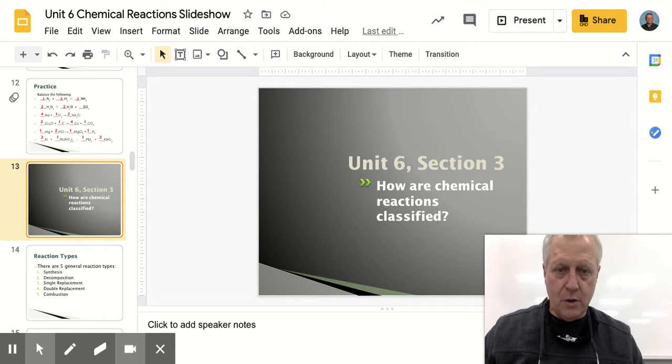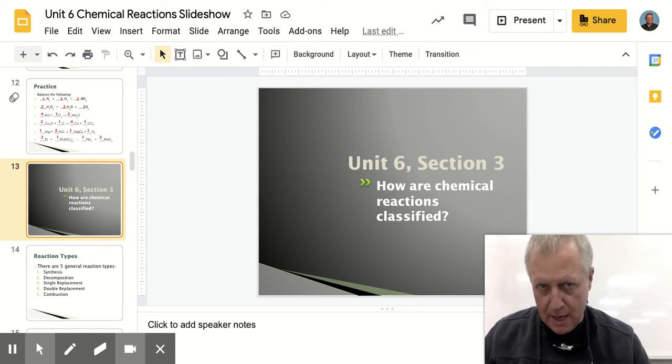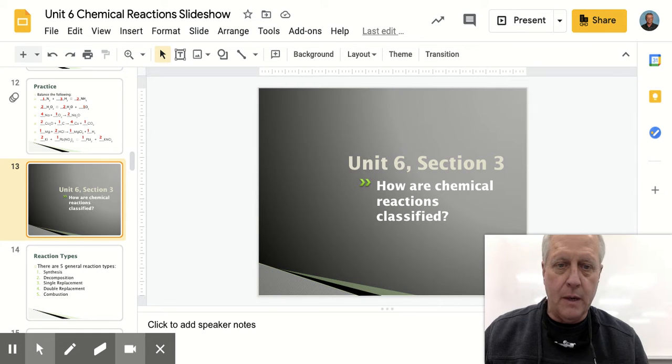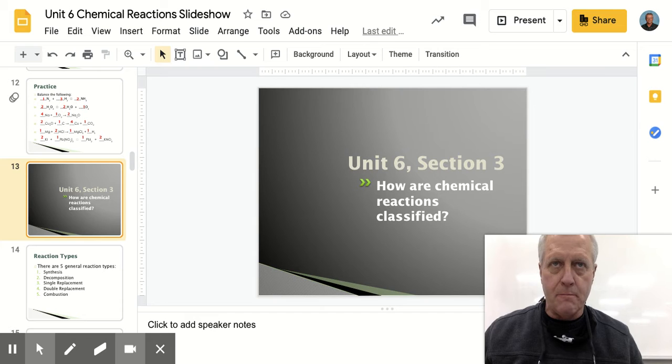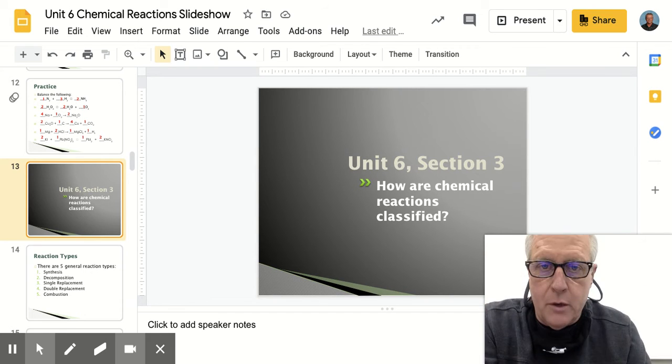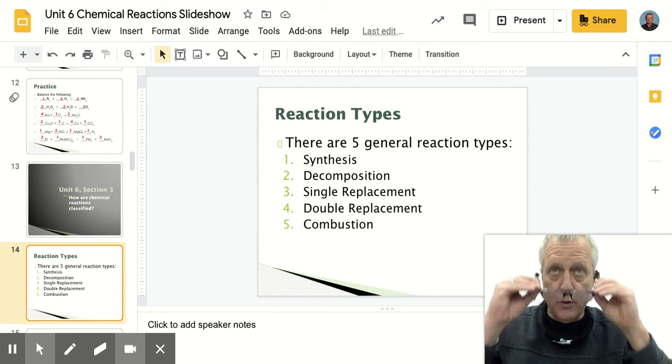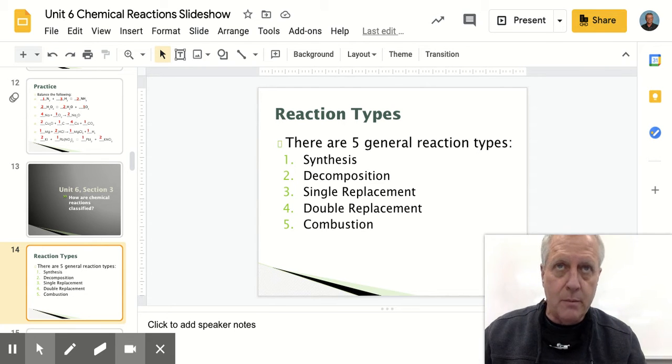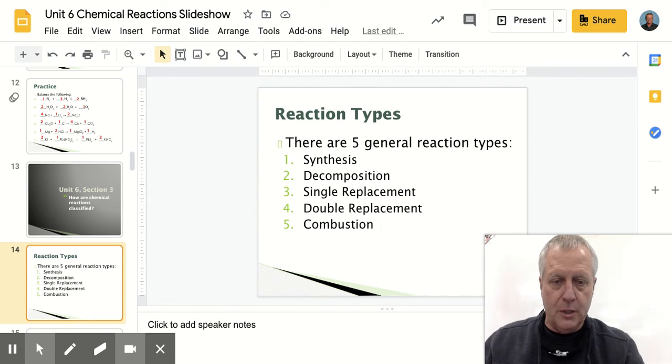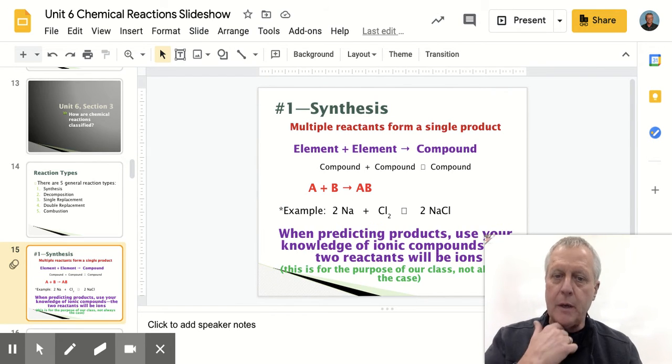And in our slideshow here, we'll just scan down through, and I'll point out some things as we go. So let's take a look. Okay, so when we look at chemical reactions, chemists see about five different types here. Let's start with the first one, which is synthesis.